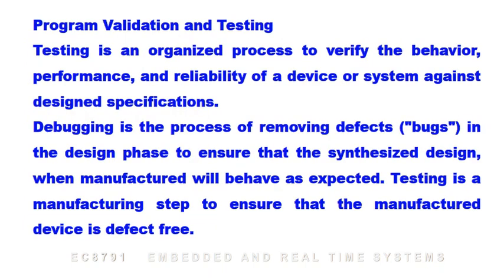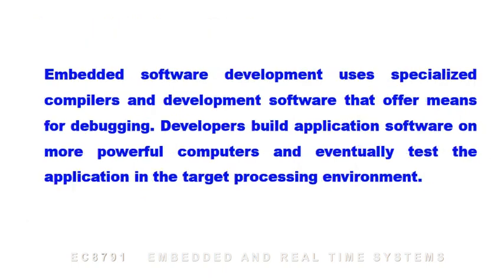Program validation and testing. Testing is an organized process to verify the behavior, performance and reliability of a device or system against designed specification. Debugging is the process of removing defects, bugs, in the design phase to ensure that the synthesized design when manufactured will behave as expected. Testing is a manufacturing step to ensure that the manufactured device is defect free.